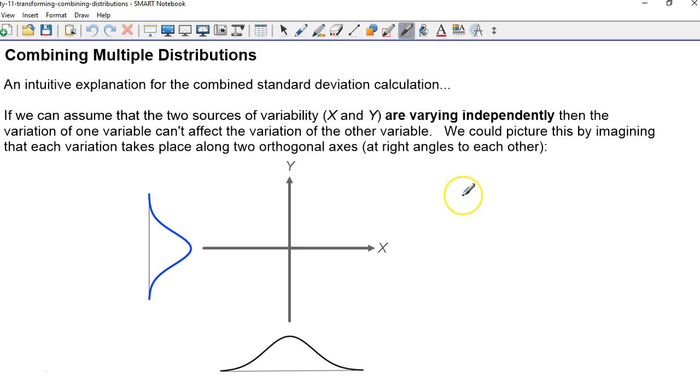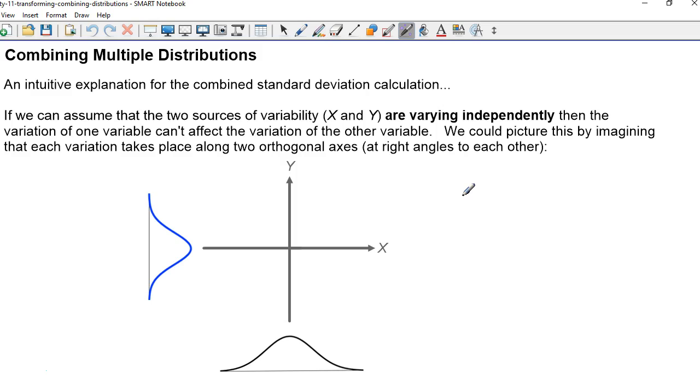Okay, so I'm going to try to provide an intuitive explanation for the combined standard deviation calculation. If we can assume that the two sources of variability for x and y are varying independently, and this is a really critical point, we can really only analyze this in this way if we know that the variation in x and the variation in y are completely disconnected from each other, they're independent. So if that's true, then the variation of one of the variables can't affect the variation of the other variable.